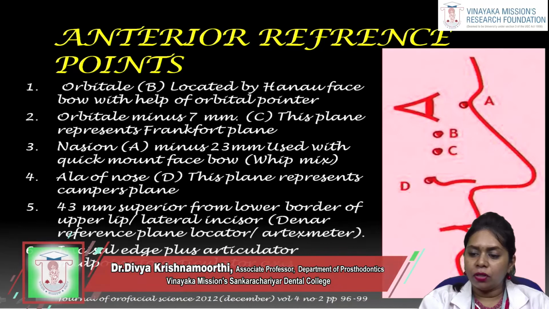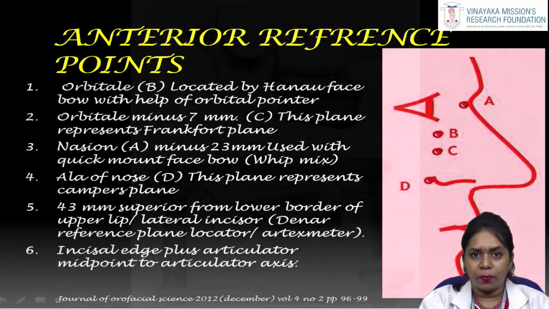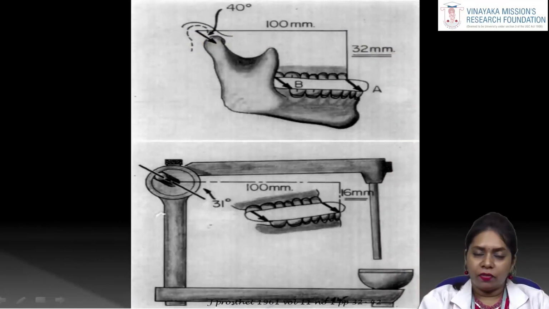Then we have 43 mm superior from the lower border of the upper lip or the lateral incisor. Lastly, the incisal edge with the help of the articulator's midpoint can also be used as an anterior reference plane. These various anterior reference points of orientation can either raise or lower the anterior part of the facebow not more than 16 mm.